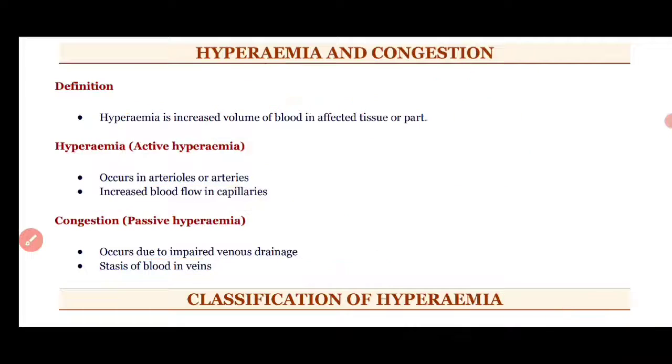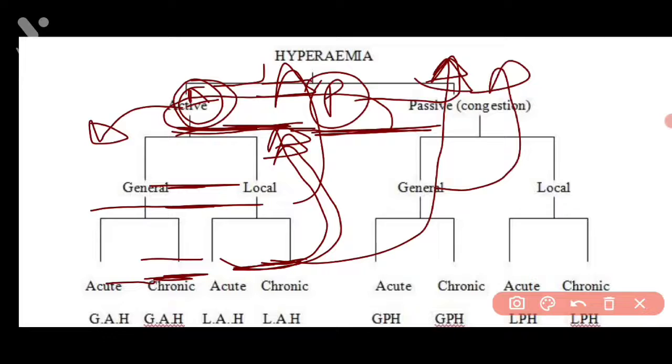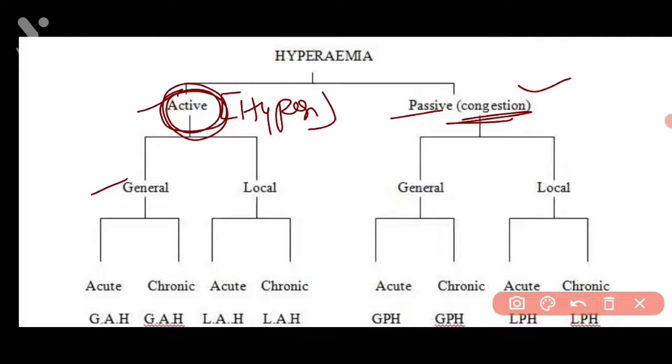Now, let us classify hyperemia. Hyperemia is classified as active and passive. Active is generally called hyperemia itself, and passive is called congestion. Active hyperemia is again classified as general and local. In case of general, the hyperemia occurs throughout the whole body, and in case of local, it is restricted to a regional part of the body, for example, in the digestive system or in the lower extremities of the legs. In such condition, we refer to it as local hyperemia.